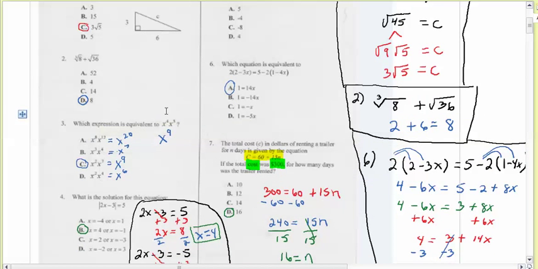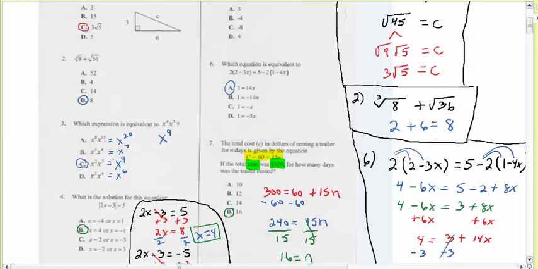Okay, number 3. It says which expression is equivalent. So when you're multiplying bases, you're going to add exponents. So if you add what's here, 4 plus 5 is 9, and I add that, I got 20. I added 4 and 3, I got 7. 7 and 2, I got 9. That's the same as what's in the expression. So my letter is C.